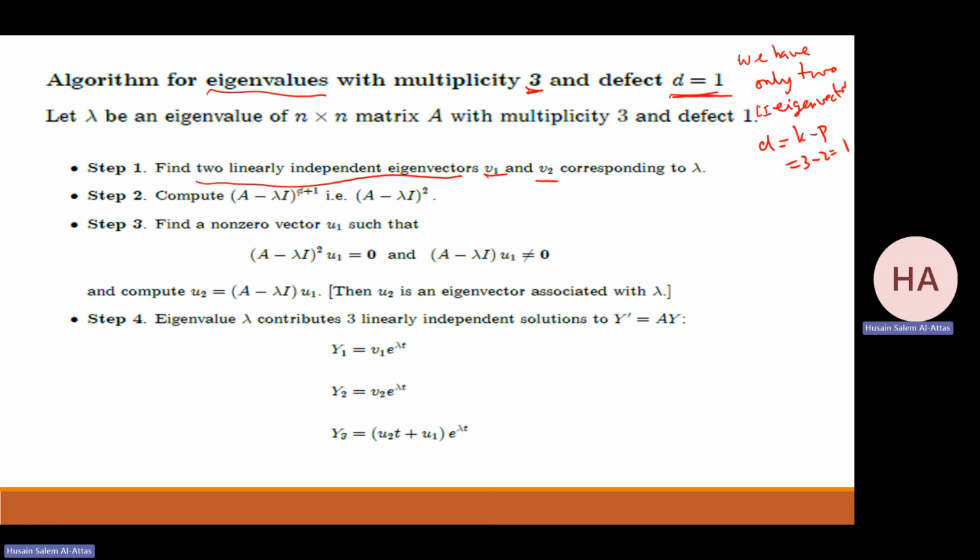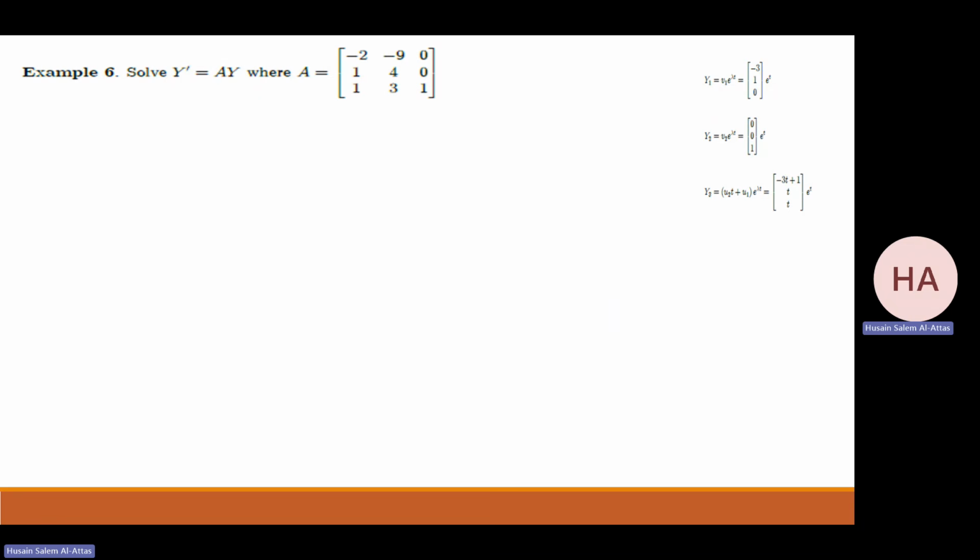Then you compute A minus lambda I to the power D plus 1, the square, since I have D equal 1. Do the same trick: I need the square times U1 to be 0, and A minus lambda I times U1 not equal to 0. You compute U2. Like in the case of real distinct, the first 2 solutions. The third one, you do it with t, U2 t plus U1, e to the lambda t. That will be the case. Let me do this example and see what will happen. Okay, so I have A minus lambda I.